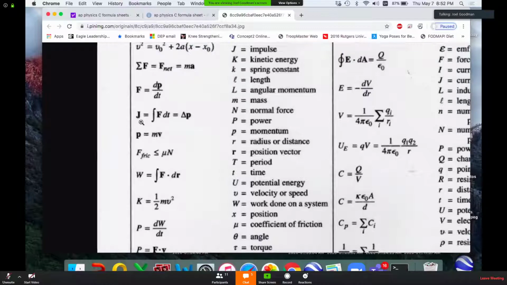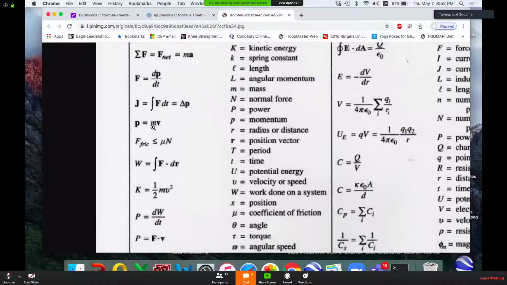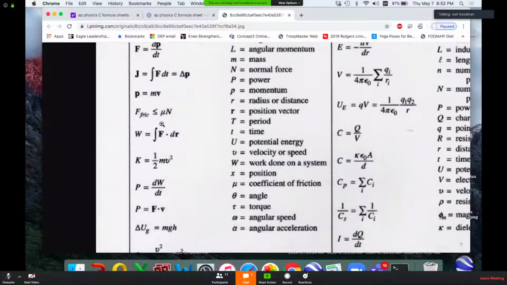What is J? Impulse. Thank you. So the integral of force times time, that's what we're doing here, is the change in momentum. It's a finite value, not an infinitesimal. And of course, momentum is mass times velocity. Do you notice they're not using the little arrows over the vectors? They're just saying that it's bolded, okay?